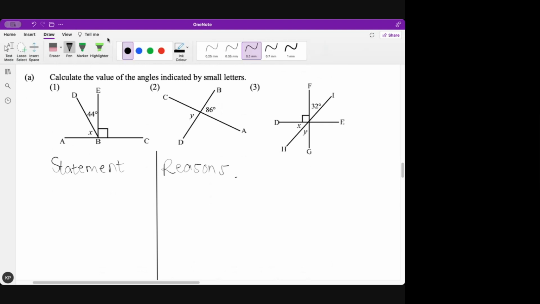Number one, it says calculate the value of the angles that are indicated by small letters. So in number one, that would be the little x, and then we have a little y there. And in number three, we have an x and a y. Okay, let's go with number one. How would we go about number one? Looking for x.